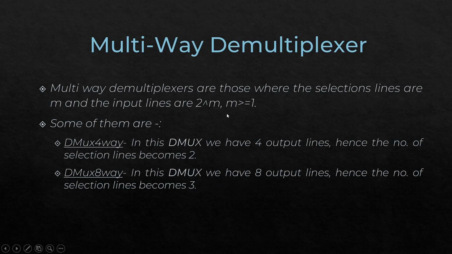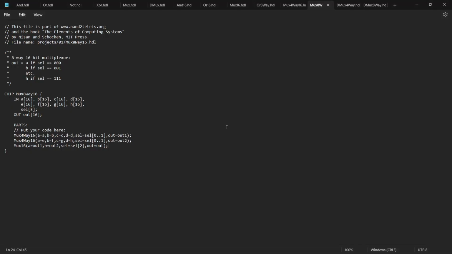Now we'll be implementing the multi-way demultiplexer. Multi-way demultiplexers are those where the selection lines are m and the output lines are 2 to the power m. So basically it's the inverse of the multi-way multiplexer. So they are similar to the previous. There are multiple ways of implementing this also. First we'll be implementing DMux4Way. In this demux we have 4 output lines and the number of selection lines becomes 2 to select among those 4 lines. So let's have a look at the code.